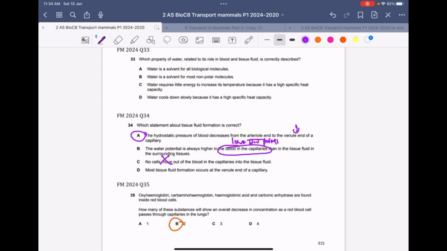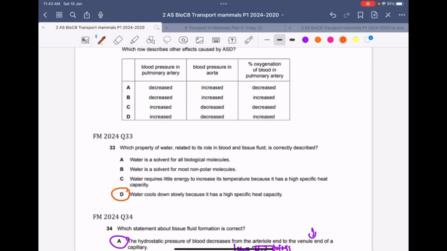Some cells do move out, for example the small proteins and the white blood cells. White blood cells can also move out to the tissue space. The correct answer is D.